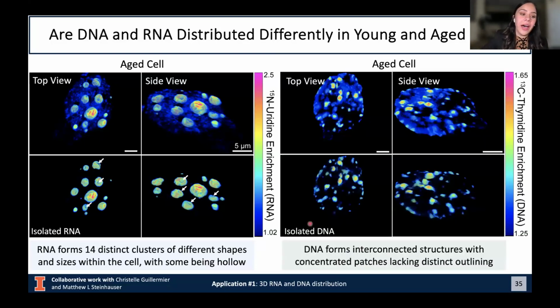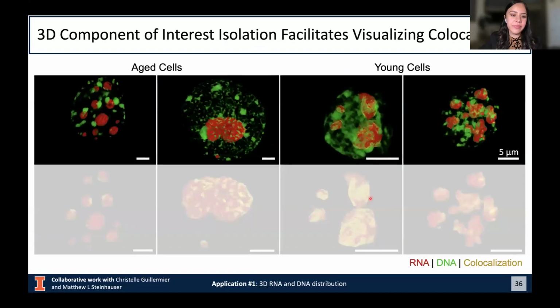Moreover, for the distribution of DNA of the same aged cell, we observed some interesting differences compared to the previous young cell. Now here we see that the DNA is less interconnected. So it's more distinct. It's forming small spherical features, which is a little bit similar to what the RNA is doing. It's just smaller spherical features. So these observations highlight some of the differences in RNA and DNA distribution between aged and young cells.